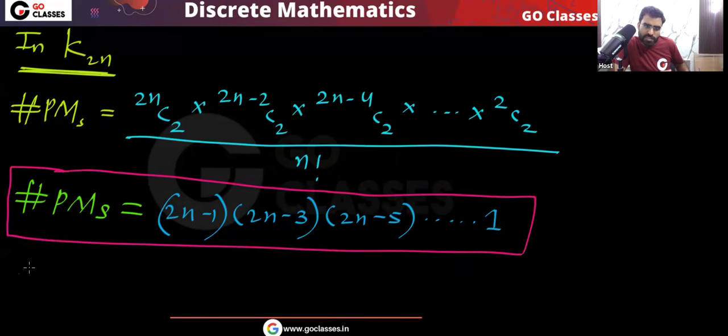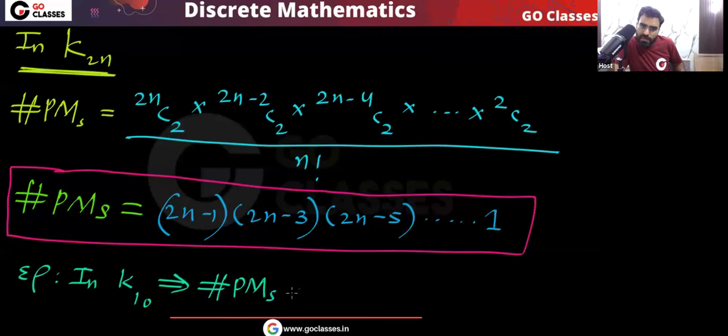Okay, let me just give you one example. In K10 or in K12, maybe K10. In K10, what will be the number of perfect matchings? In K10, that will be 9 into 7 into 5 into 3 into 1. This will be the number of perfect matchings in K10.